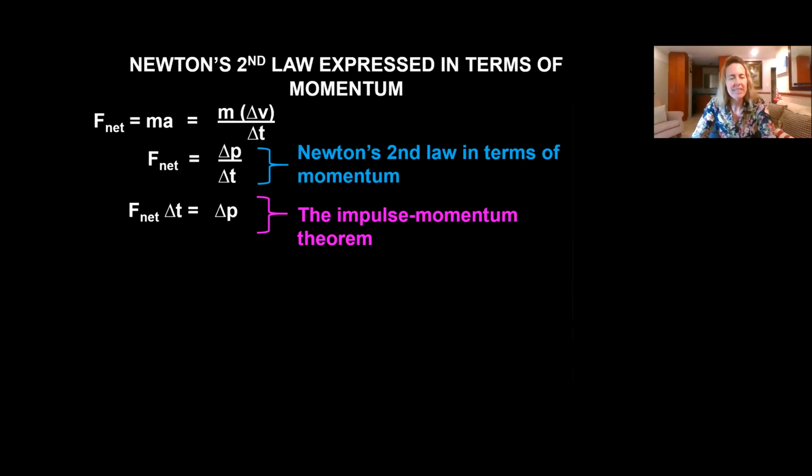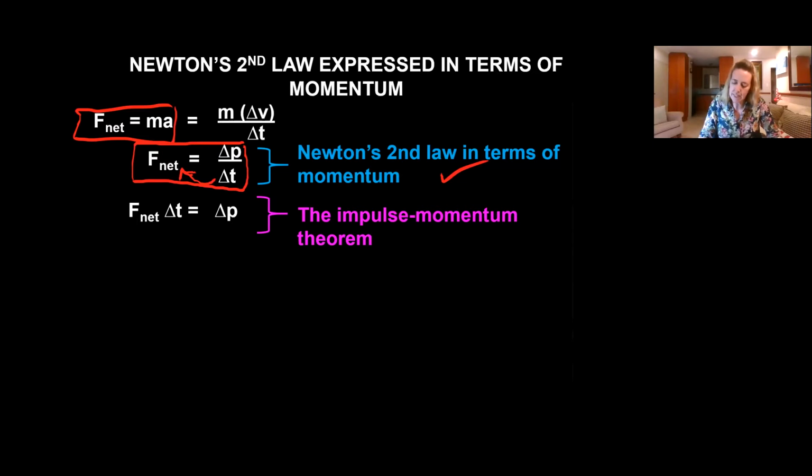So we have seen just previously that we can express Newton's second law in terms of momentum. From first principles of Newton's second law, we know F net is ma, which eventually gives us that F net is delta P over delta T. This is Newton's second law in terms of momentum, which we have already defined. And now if we multiply delta T to the other side, what do we get? Simply an algebraic rearrangement, we get F net delta T is equal to delta P.